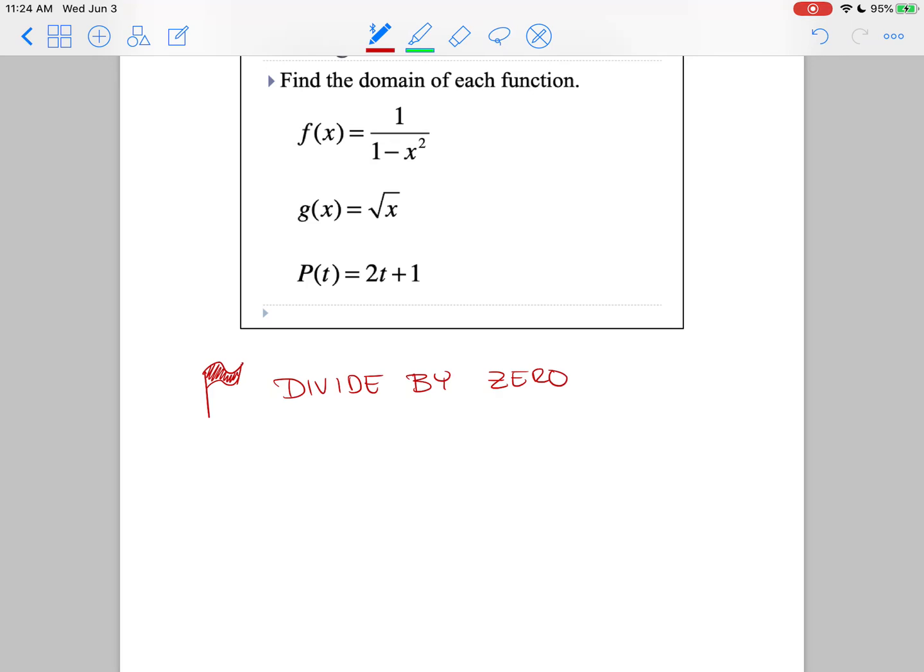Anything that makes it so you don't divide by 0 is okay for the domain, but if you divide by 0, that's bad. And so that number that makes you divide by 0 would not be part of the domain.